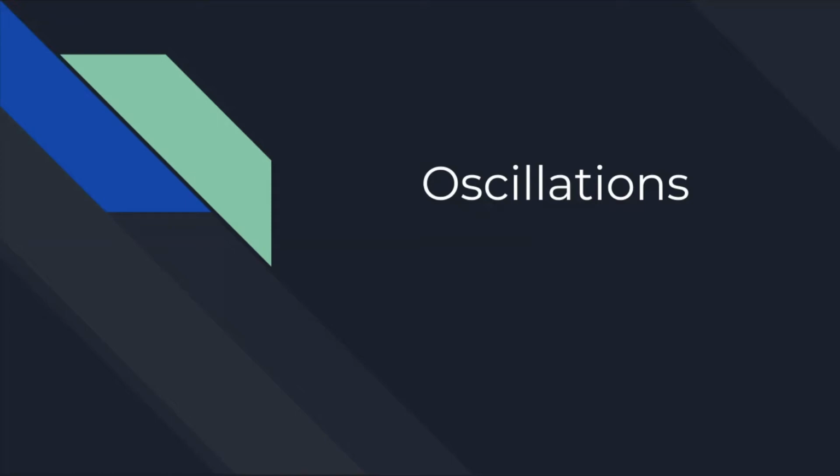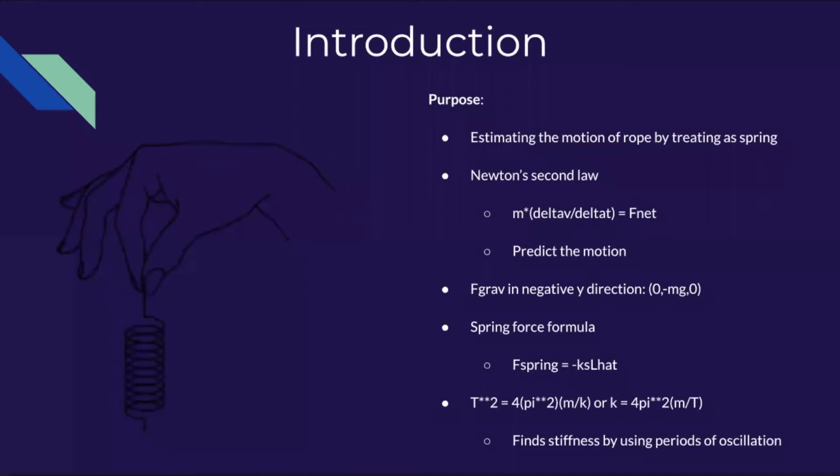This is oscillations. For the introduction and our purpose, we were estimating the motion of a rope by treating it as a spring. In this lab, we will be using Newton's second law to predict the future motion using position and velocity. We will also be using the force of gravity in the negative y direction. And we will also be using the spring force formula because we are actually interacting with the spring and watching its motion. We will also be finding the stiffness by using periods of oscillation, and in this, T represents our period of oscillation.